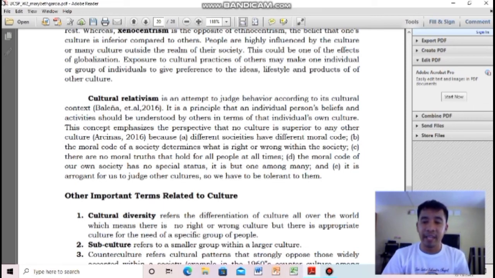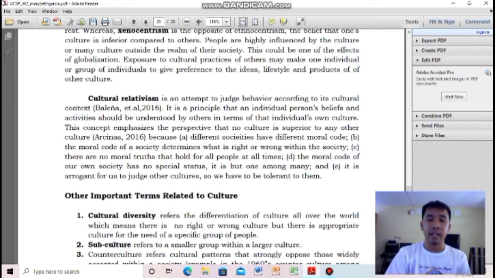Kumbaga, wala niya label. Hindi ka mabana, okay, ang kultura sang Pilipino ang pinaka the best na tanan. And the last one will be, it is arrogant for us to judge other cultures, so we have to be tolerant to them. Na arrogant di ikaw, ma-judge mo ang ilang culture, no?